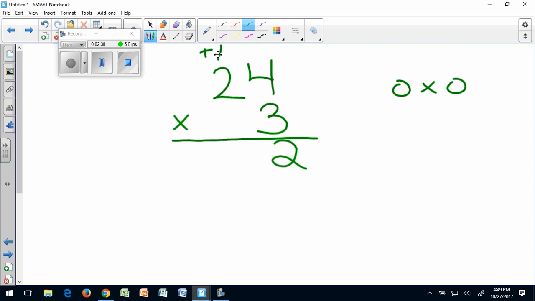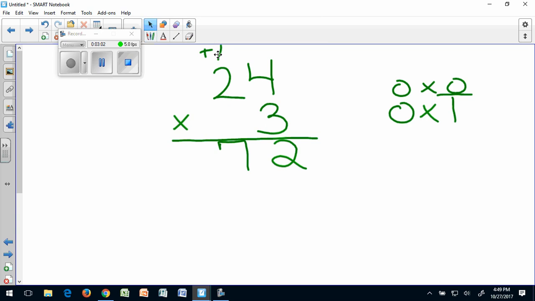Now I'm going to move on and I'm going to do my ones times my tens. So I'm going to do 3 times 2, which is going to give me 6. But then I need to add the 1, which is now going to give me 7. That 7 is going to go in the tens place, which is going to become 72 as my answer.